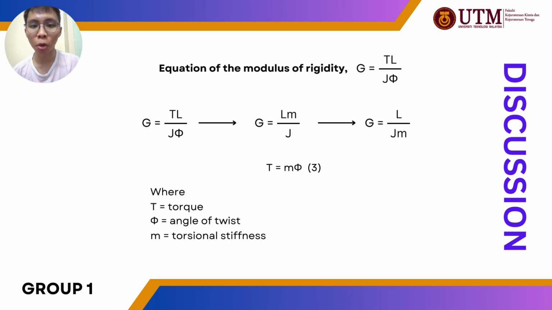After we obtain the polar moment of inertia, we can now find the modulus of rigidity, which is denoted as G. To obtain a more accurate value of G, the formula is modified by substituting T equals m times phi, where T is torque, phi is angle of twist, and m is the torsional stiffness. Because the graph will be plotted later, m is moved downward.